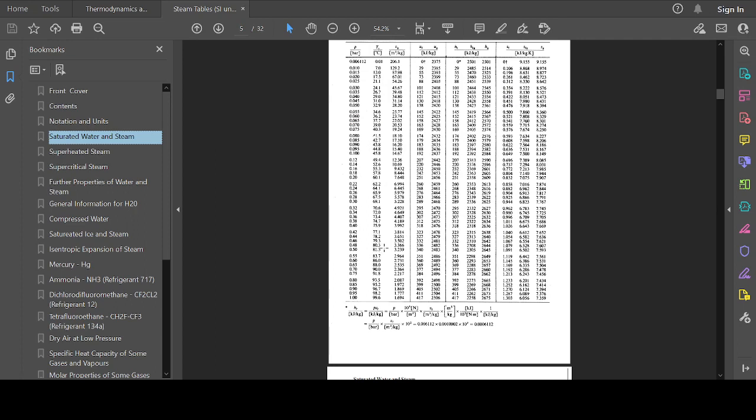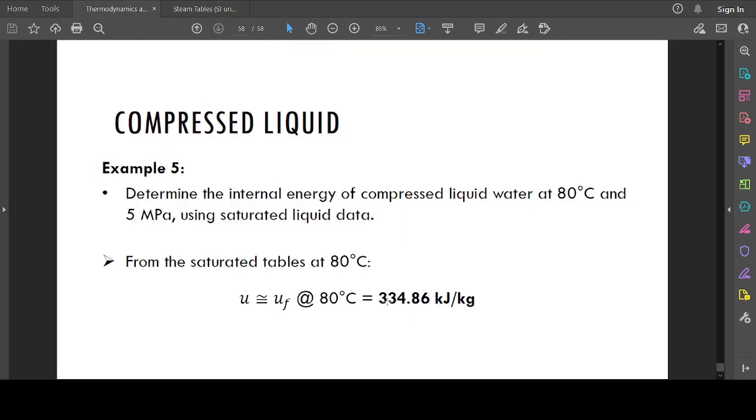So this is 80.3 degrees Celsius. So you need to do an interpolation here, okay? So the number will fall between 332 and 336, okay? So between 332 and 336 for 80 degrees Celsius, and this is the value we arrive at, okay?